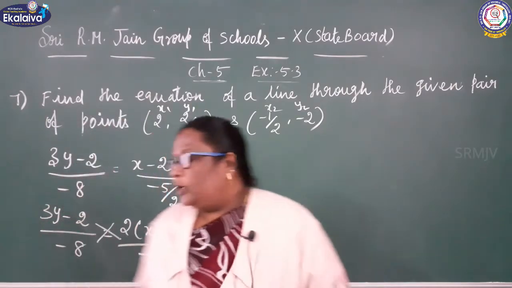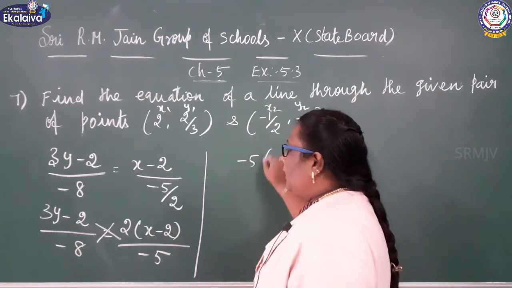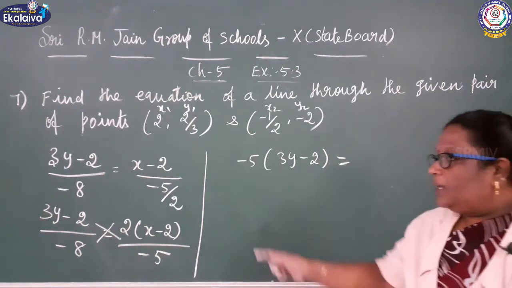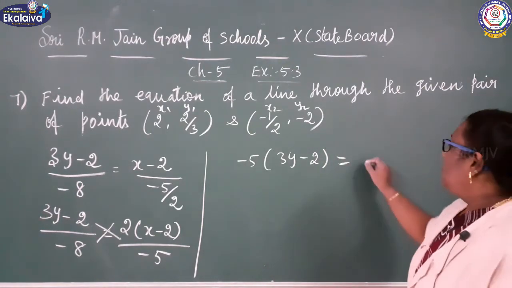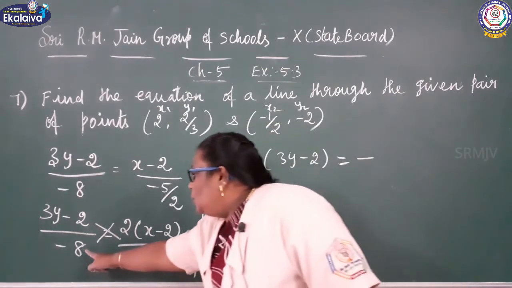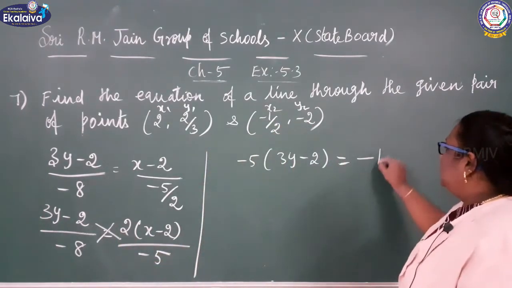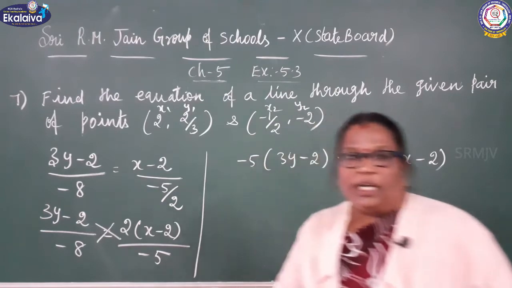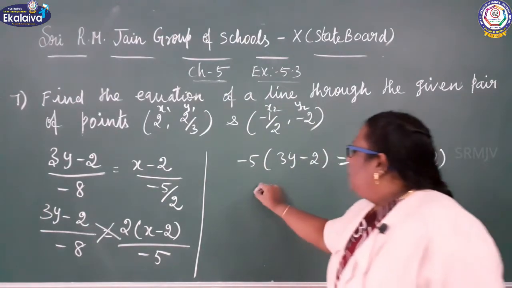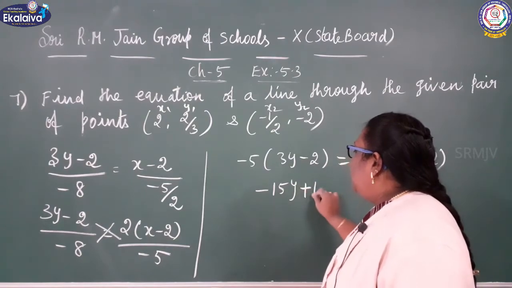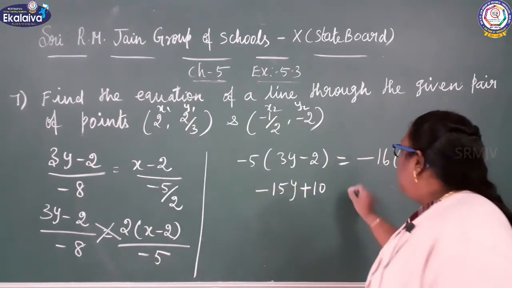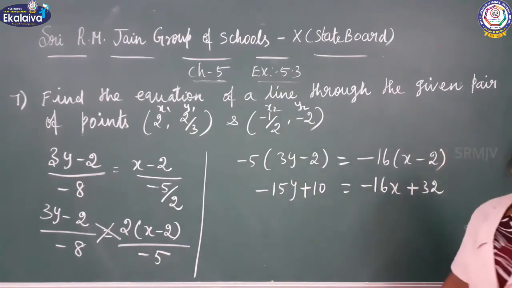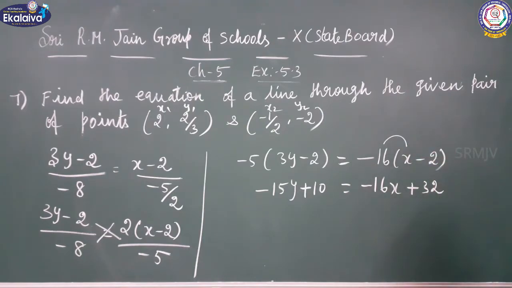See here, for the cross multiplication, minus 5 into 3y minus 2 equal to minus 8 2s are 16, minus 16 into x minus 2. Minus 15y plus 10 equal to minus 16x plus 32.